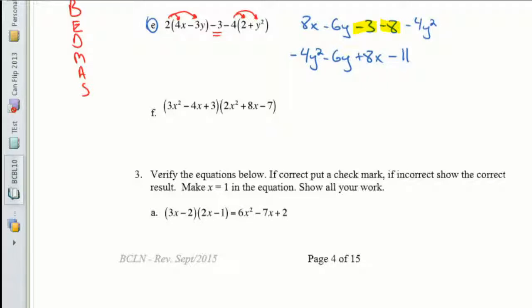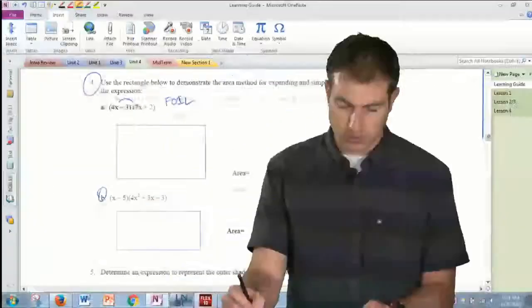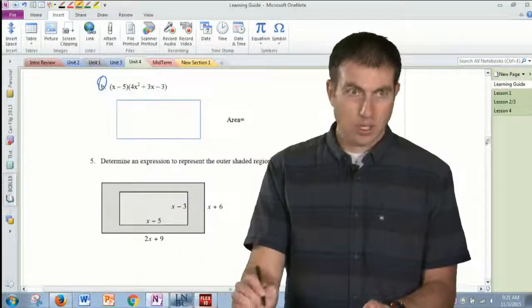6y minus 11. I'm thinking that we did okay then, so we'll just go with it. Order of operations wins again.